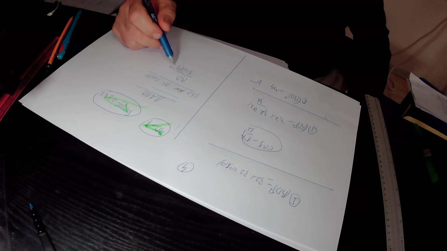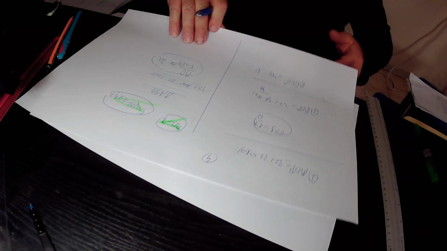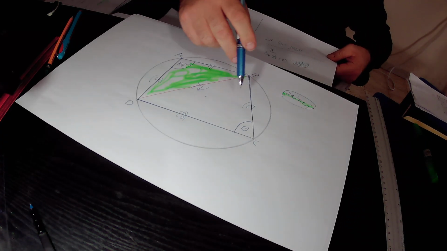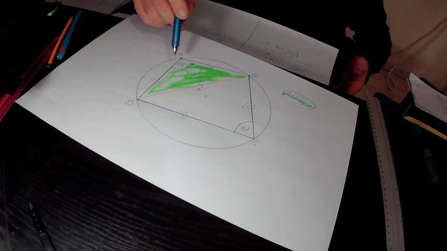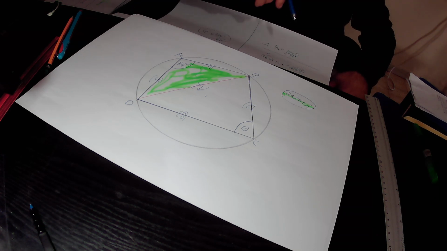And BD over sin of theta equals 2r. And r is the radius of this circle that blocks side BCD. And it is also the radius that we are looking for in this question.